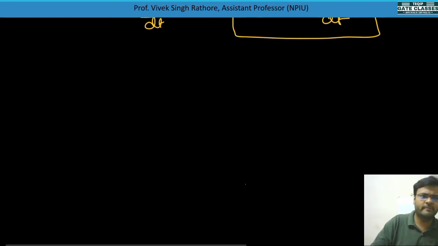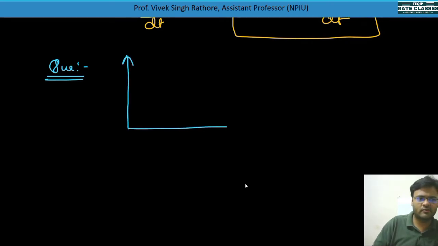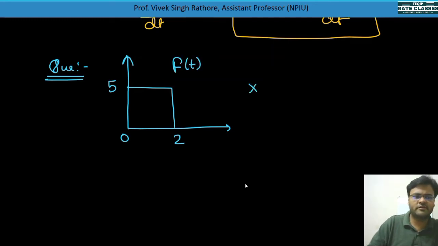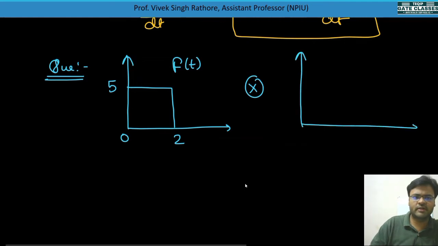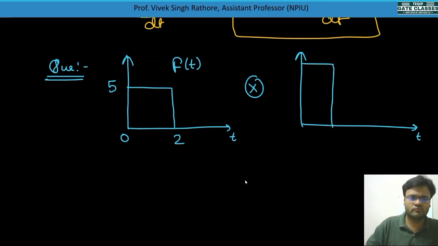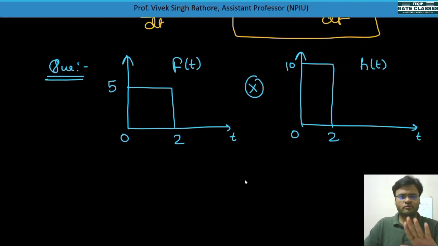I'll show you with one question. Suppose this type of graph is there, with values from 0 to 2 and the amplitude is 5. Suppose this is your f(t) signal. You have been asked to convolve this signal with another signal, which is also from 0 to 2. This is your h(t). Now you have been asked to convolve these two signals. Earlier, you would reverse h(tau), shift it and then multiply, and you would get a continuous ramp, because both signals are constant.